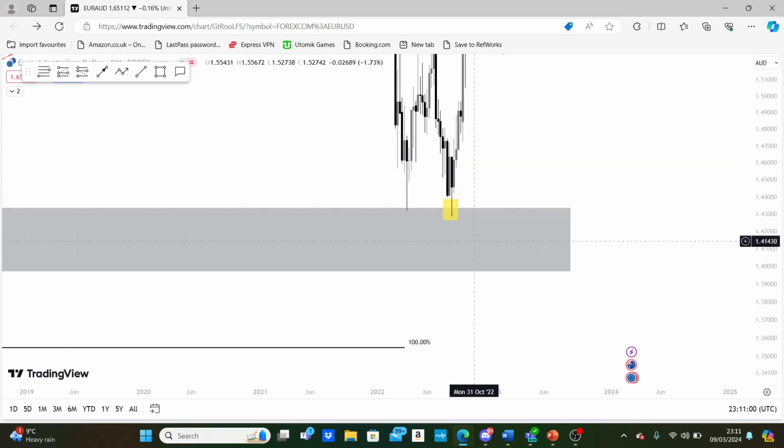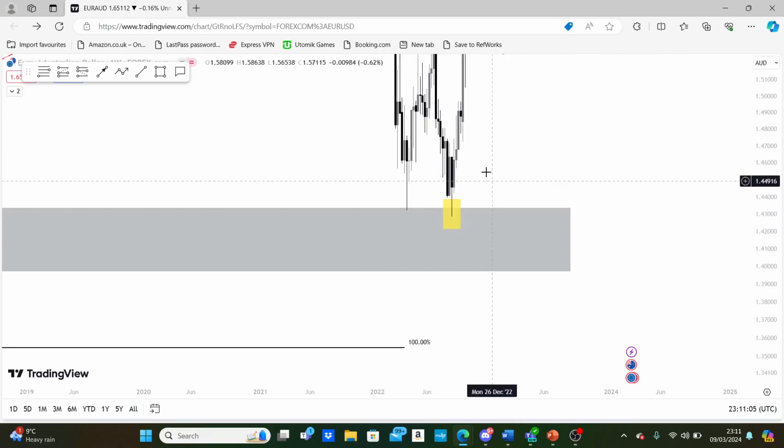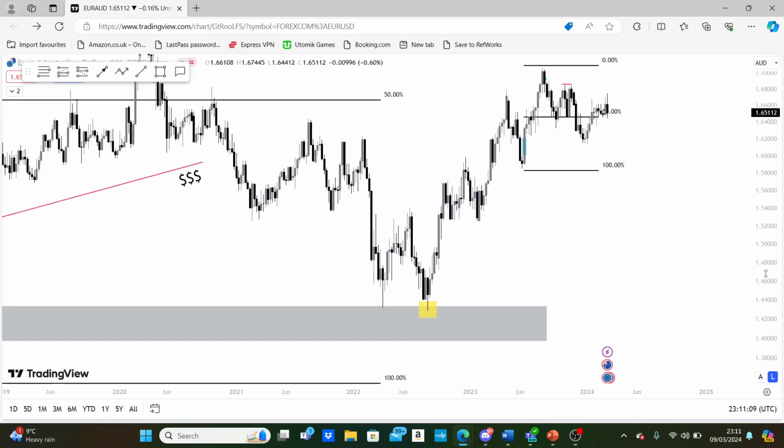Notice how price doesn't enter with the body. It's only the wicks that come into this zone. This here represents a very high probability rejection, and therefore we have rejected very simply.